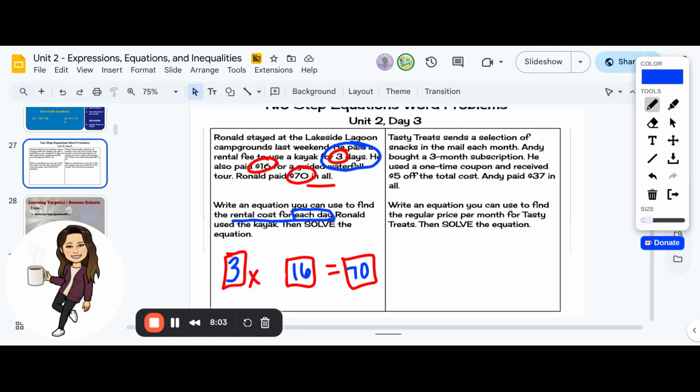The other way we talked about that is that the 70 meant money. So your 2 other things also had to mean money, okay? The 16 was already money. That's why it's by itself. And the 3 was days. So in order for that to mean money, it had to be multiplied by the amount per day, okay? And then he's paying for the kayak and he's paying for the waterfall tour. So that would be addition. The way you would know if it was subtraction is like this second one where you're looking at a one-time coupon or you see the word off, okay? Money off means to subtract. So that'll really be the only difference here, okay?